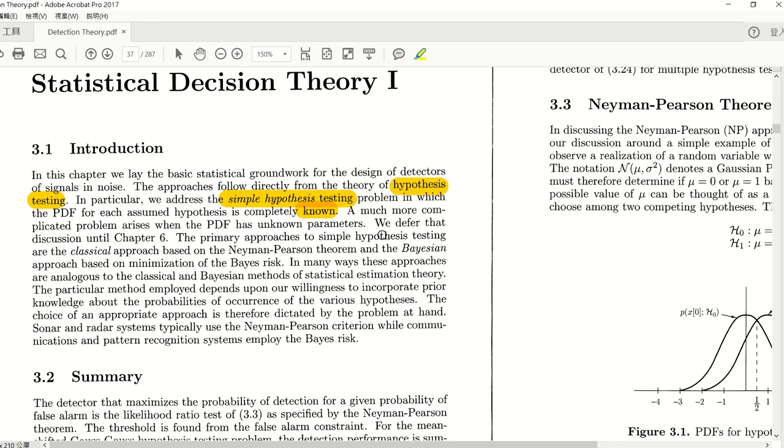Okay. You see, a much more complicated problem arises when the PDF has unknown parameters. We defer that later, okay? So the primary approach to simple hypothesis tests is the classical approach based on the Neyman-Pearson theorem. You got to remember the name of the theory, Neyman-Pearson. I'm saying this because this is very fundamental. Trust me, this is very fundamental.